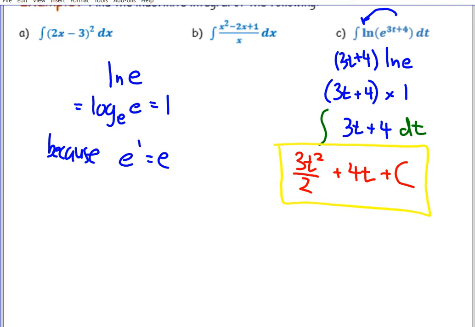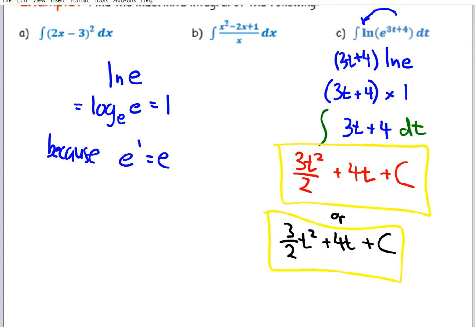What's a way the textbook might write the answer instead? 3 over 2. A textbook might write it like that, just so you're aware they're the same thing. So don't think that the top one is wrong at all. The textbook answer might tend to be that. Okay, that was nice.